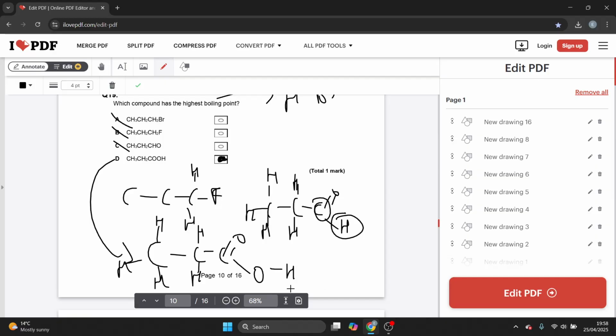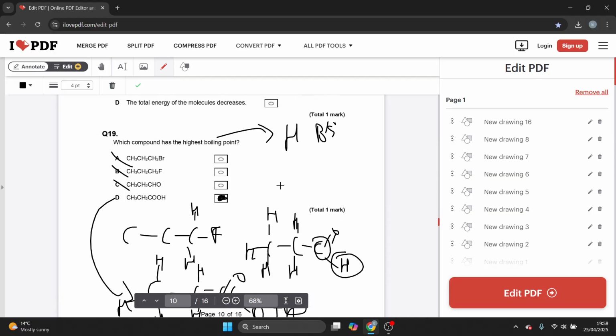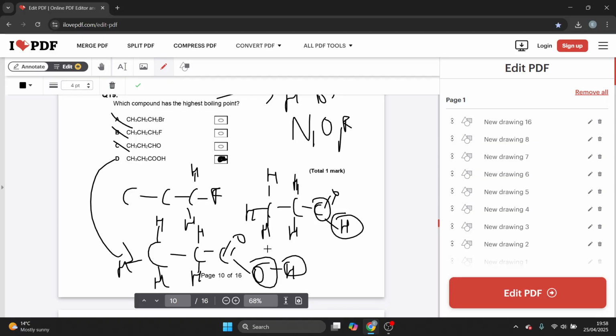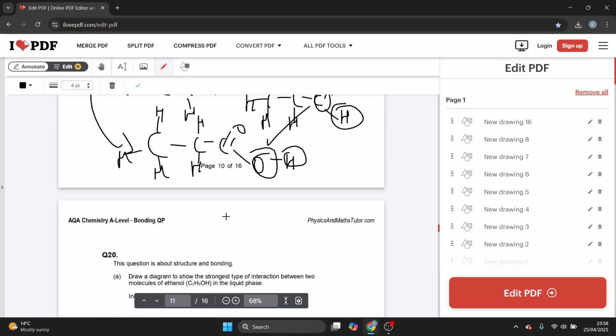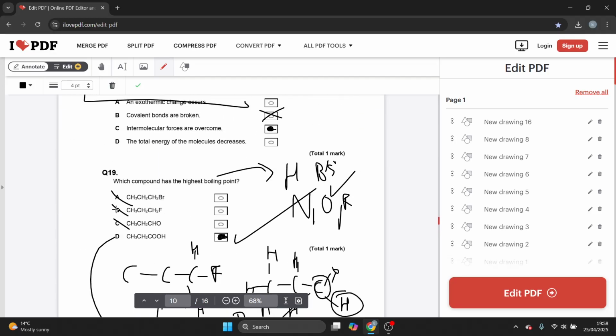What is the electron deficient hydrogen atom bonded to? It's bonded to an oxygen atom. And remember, in order to have hydrogen bonding, the electron deficient hydrogen atom needs to be bonded to an NOF atom. Is it bonded to an NOF atom? Yes, it's bonded to an oxygen, therefore that is the correct answer. Well, I knew it would be anyway because of a process of elimination, but just to show you guys where that comes from.